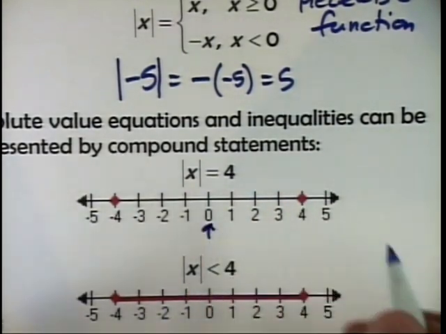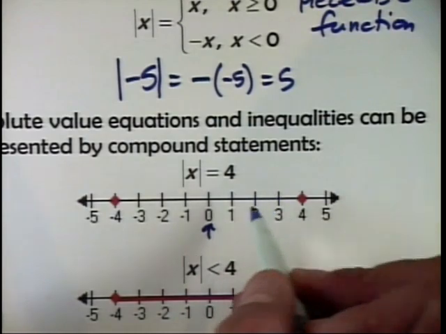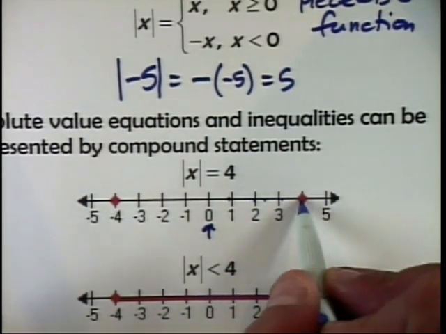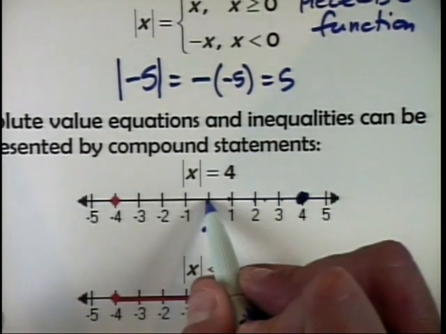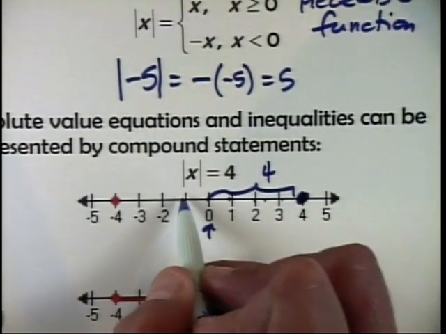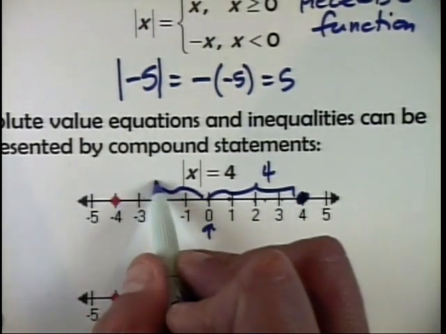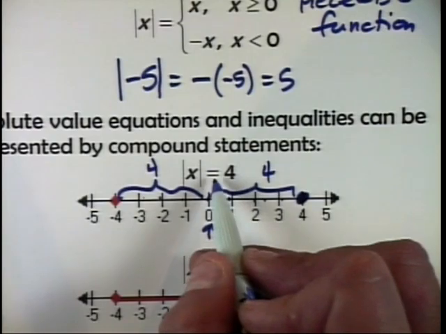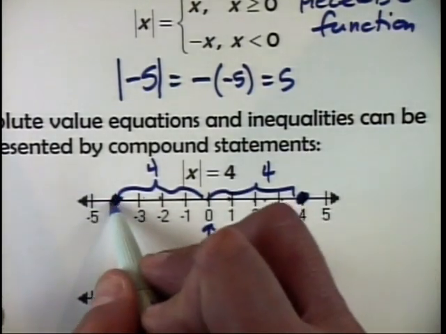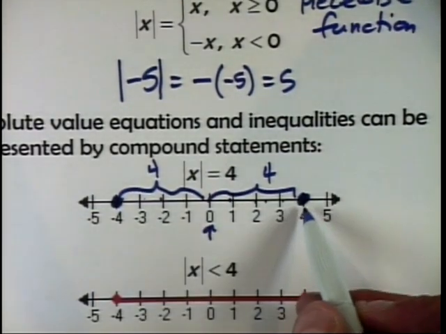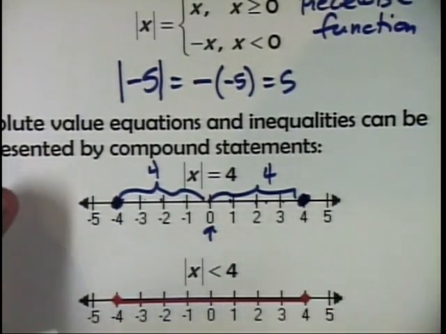Well, here's 0 on the number line, so 4 units away in either direction. So 1, 2, 3, 4. There it is. It's a solid dot, so that this is 4 units. And then 1, 2, 3, 4 in the other direction would be 4 units. And because that's an equal sign and not an inequality, I just have my two solutions. In other words, 4 and negative 4 are the values that are 4 units away.